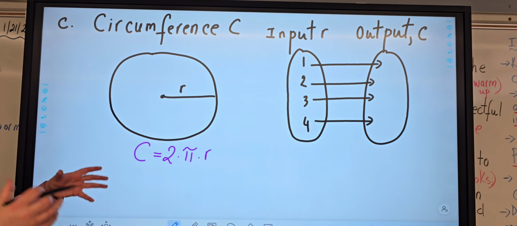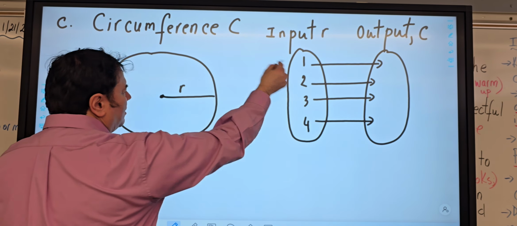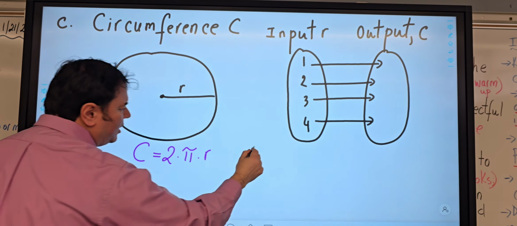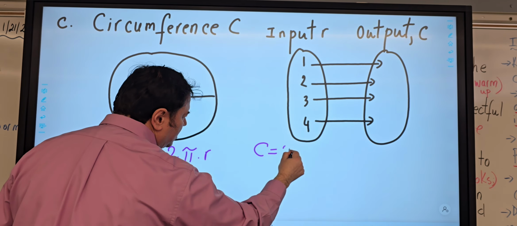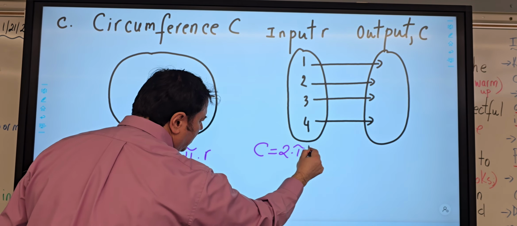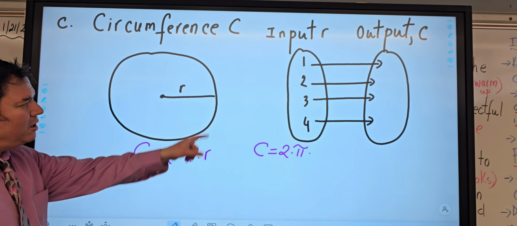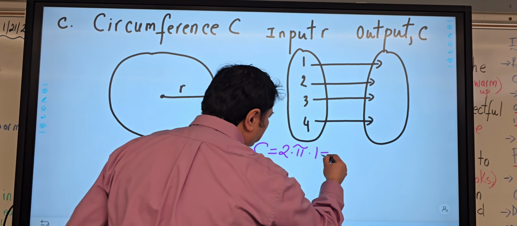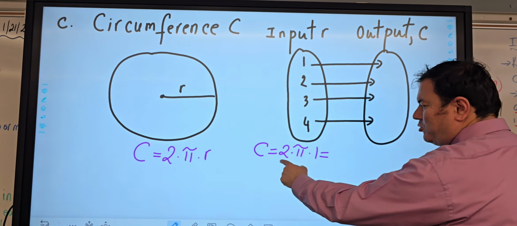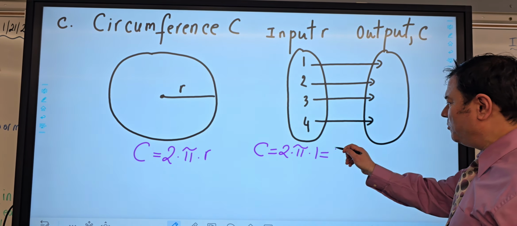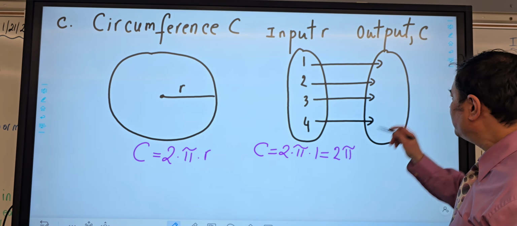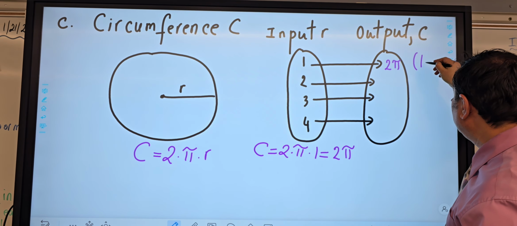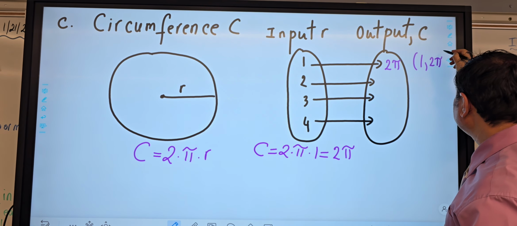Okay? And now we are going to put each time, for the r we put 1, and then we input 2, 3, and 4. So we have C equals 2 times pi, and instead of r, we are going to put 1 first, times 1. 2 times 1 is 2, so we get 2 pi. So the output is 2 pi. So here we have 1, 2 pi.